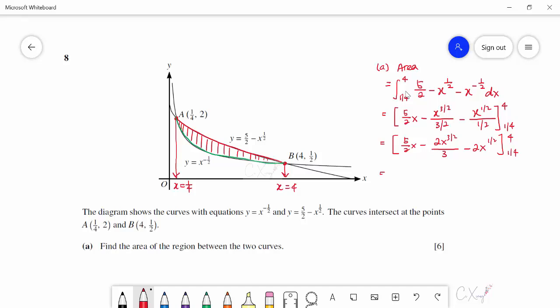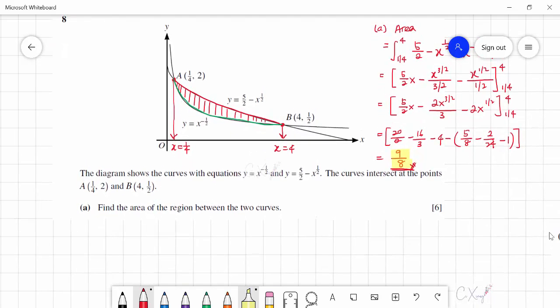And now I substitute the value 4 into the expression. So when I substitute 4, I'm having 20 over 2 minus 16 over 3 minus 4. Then if I substitute 1 over 4 into the expression, I will have 5 over 8 for the first term, minus 2 over 24 for the second term, and also minus 1 for the third term. Alright, if we didn't make any careless mistake, then the area will be 9 over 8. So this is how we get the area by using the integration technique, right?